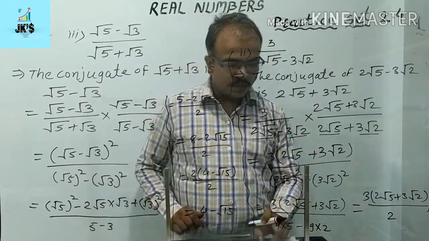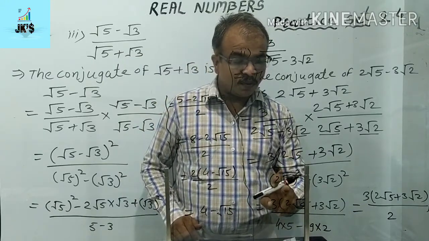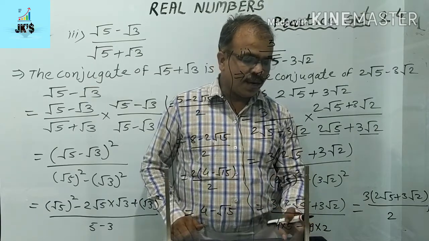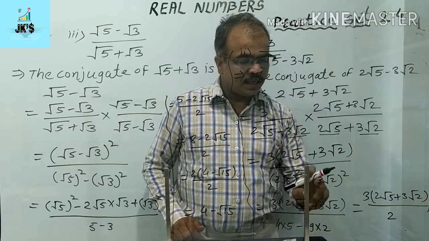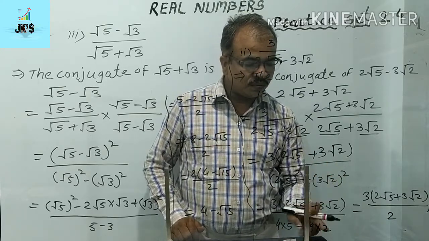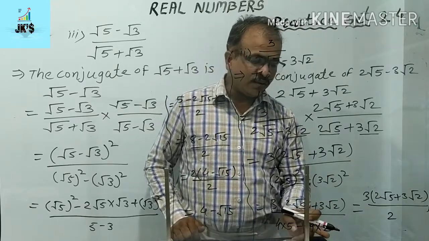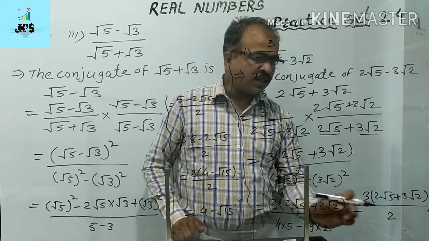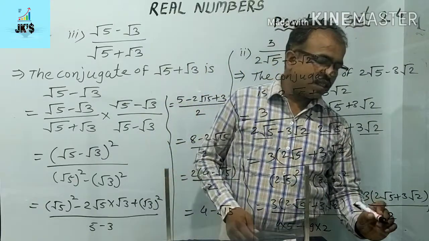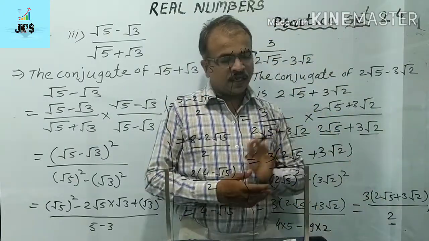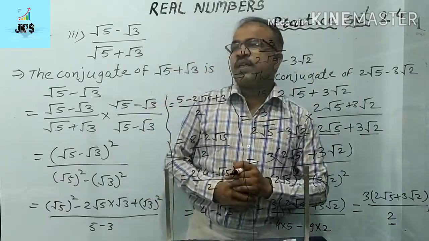Square of 2 is 4 and square of root 5 is 5, minus square of 3, 9, into square of root 2, that is 2. 4 fives are 20 minus 9 twos are 18. 20 minus 18 is 2, and the numerator remains as it is. In this example, the denominator gets converted to a rational number. Now the third example.